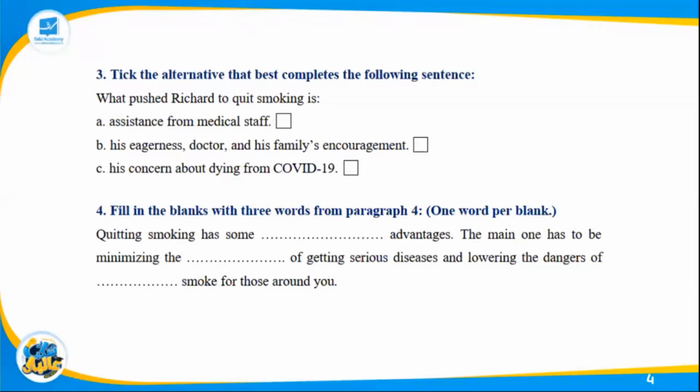it says tick the correct alternative. What pushed Richard to quit smoking? So we again confirmed that the character Richard is trying to quit smoking. Is it assistance from medical staff, his eagerness, doctor and his family's encouragement, or his concern about dying from COVID-19. Okay. Next, it gave me a paragraph and I'm going to fill in the blanks with three words from paragraph four. One word only per blank. It says, quitting smoking has some advantages. The main one has to be minimizing the risk of getting serious diseases and lowering the dangers of smoke for those around you. So, again we confirmed that the main theme of this text is about quitting smoking, okay?